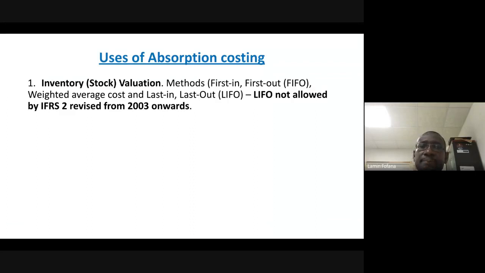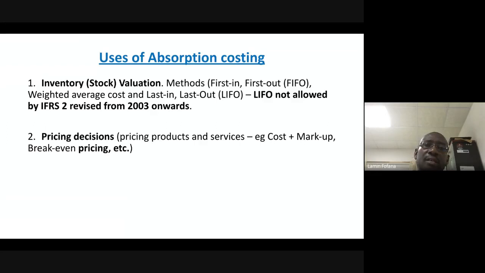So secondly, pricing decisions. Absorption costing is used for pricing decisions. How do we price our products? This is very, very important. Do we have anyone in this class who works for a manufacturing company and can tell us how they do their pricing? Anyone who works for a manufacturing company here, or a company that produces something?